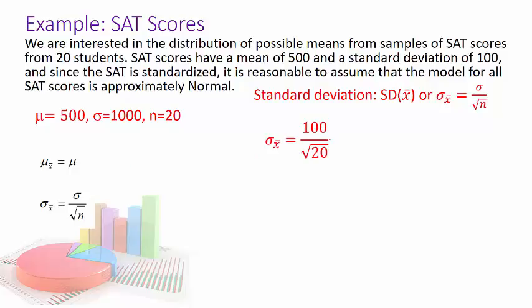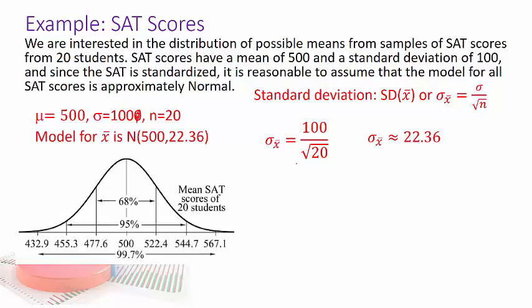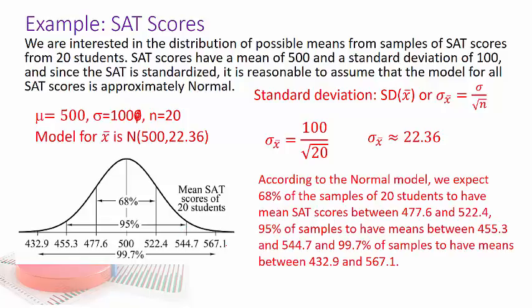In this case, it's going to be 100, not 1,000, bad teacher, over the square root of 20, the square root of n, which is approximately 22.36. They want to know the distribution of possible means. So you're going to be doing a model. It's going to be a normal model with a mean of 500 and a standard deviation of 22.36. And you draw it, put in your 3 sigmas, and put in your numbers, using 1 standard deviation, and this is how you would describe it.